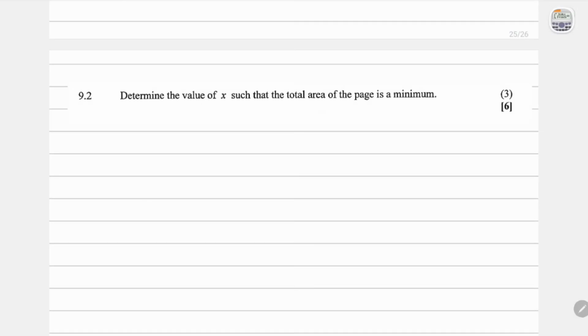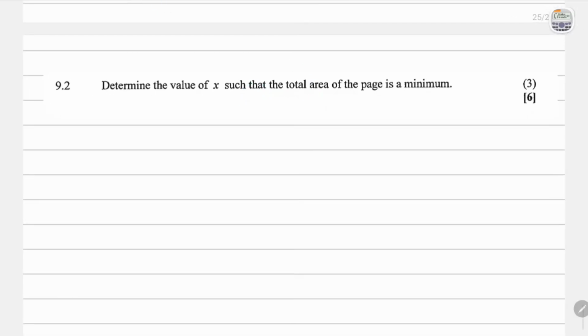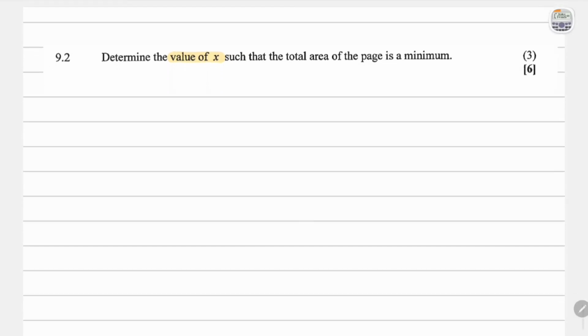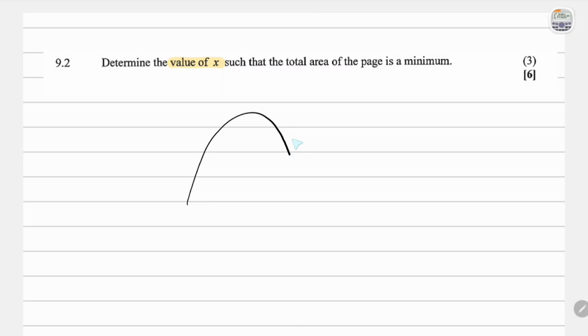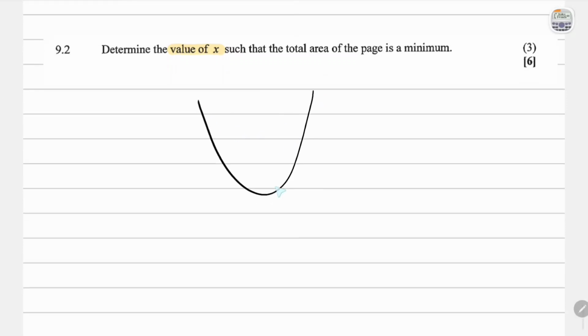Question 9.2 says, determine the value of X such that the total area of the page is a minimum, but you just need to determine the value of X, not the actual minimum area. Okay, so the value of X such that the total area is a minimum. You can kind of see this as the same idea of when we have a turning point. So we can have, let's say, a concave parabola, and you're trying to find out what its minimum value is. So at this point, this is where it is stationary. It is no longer increasing nor decreasing. So this is where the gradient is equal to 0.